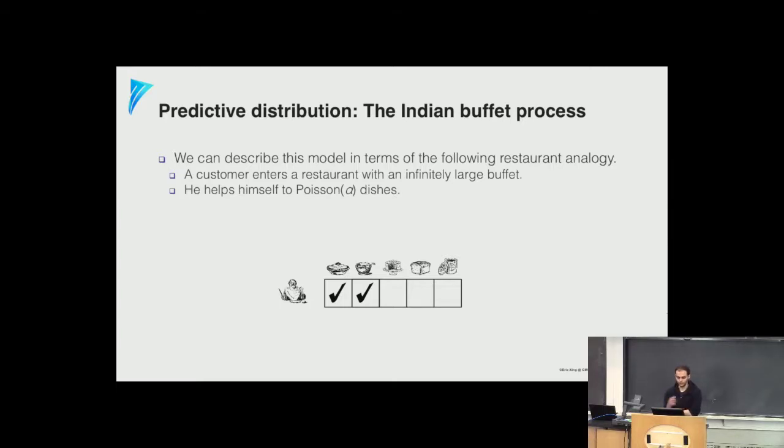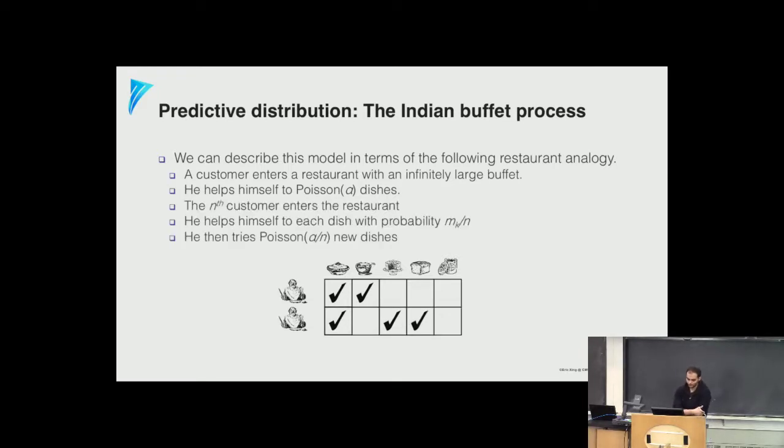In this case, it's an Indian restaurant, and they are presented with a buffet, pretty much like an infinitely large buffet. The customer helps themselves according to a Poisson process over the dishes, right? So the customer would go and try a dish with a probability proportional to the Poisson process. And let's say the first customer tried these two dishes initially.